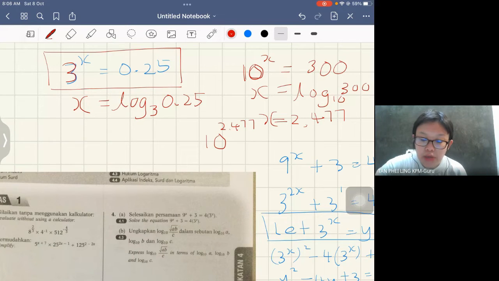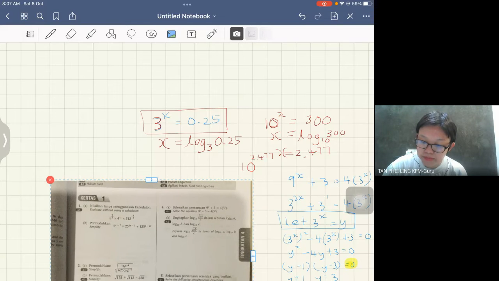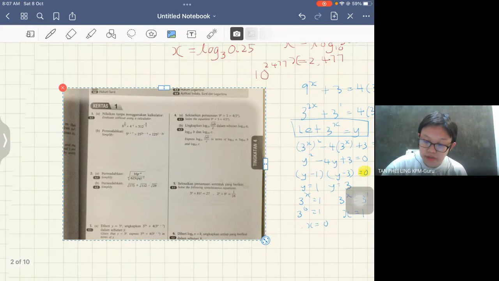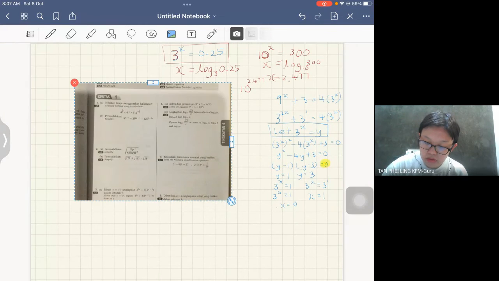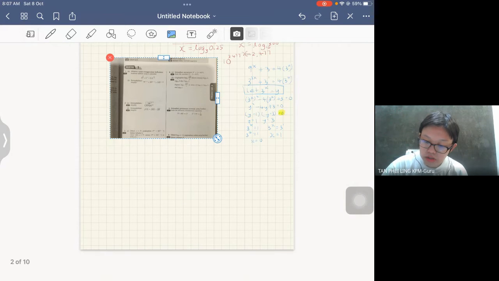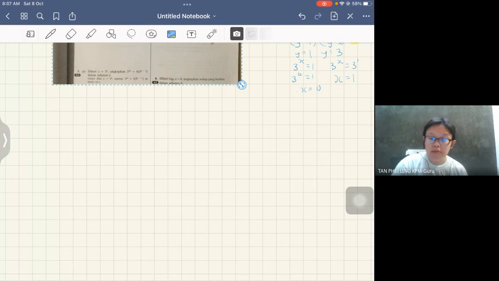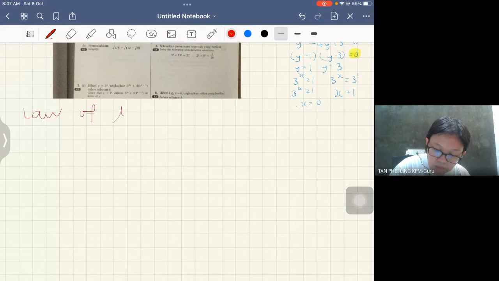So now, when you understand how to convert one to another, I want to move on to the law of logarithm. So this one is how you convert. Now, if you move to law of logarithm, I will use this space for it. Remember law of logarithm?